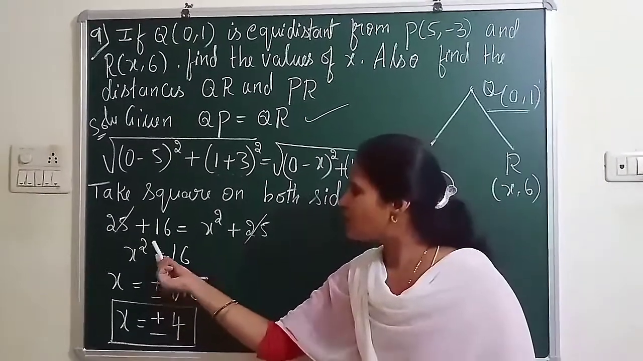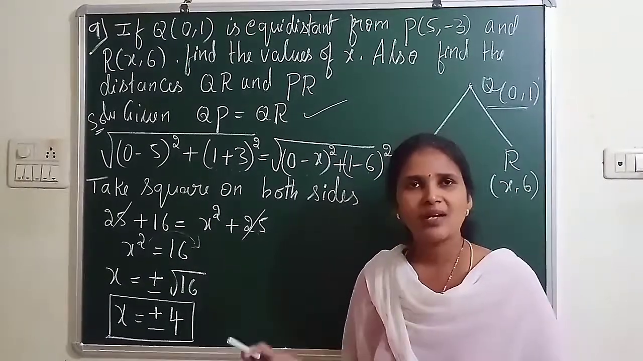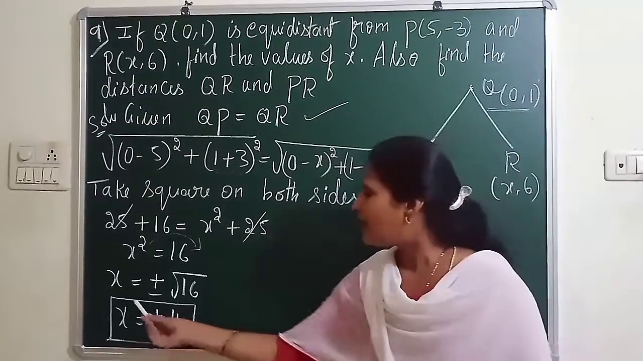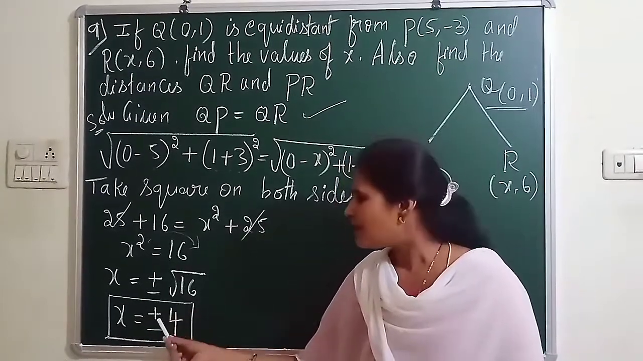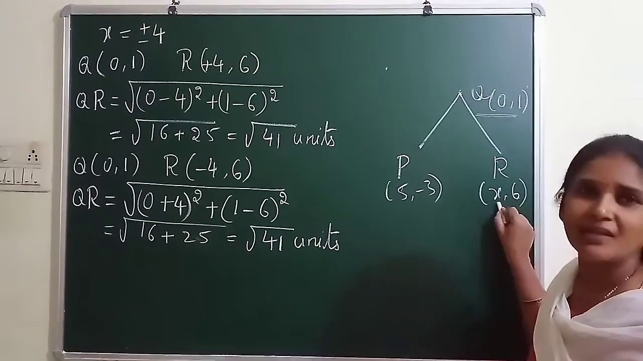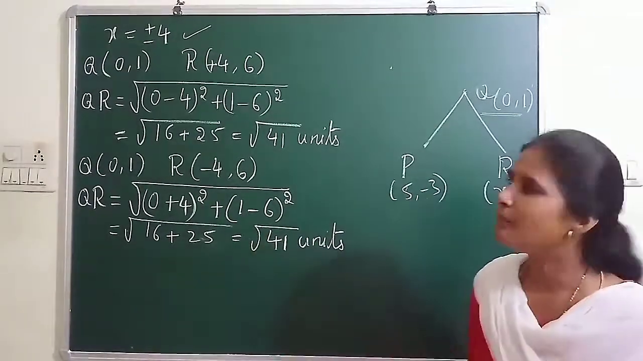So when I bring this square to this side, it becomes square root. And you know that every square root has both values, that is positive and negative. And the square root of 16 is plus or minus 4. So now we got x value as plus or minus 4. So I got x as both plus 4 and also minus 4.